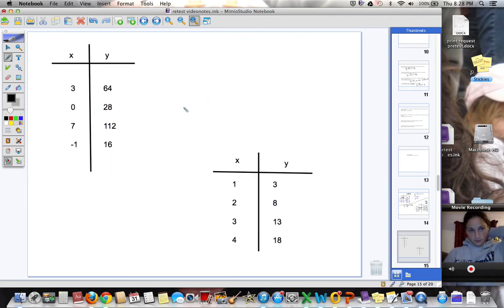Let's do 2 more. Here, this is the tricky one. These are not in order. So I'm going to reorder them. I'm going to make my own little table and redo this.